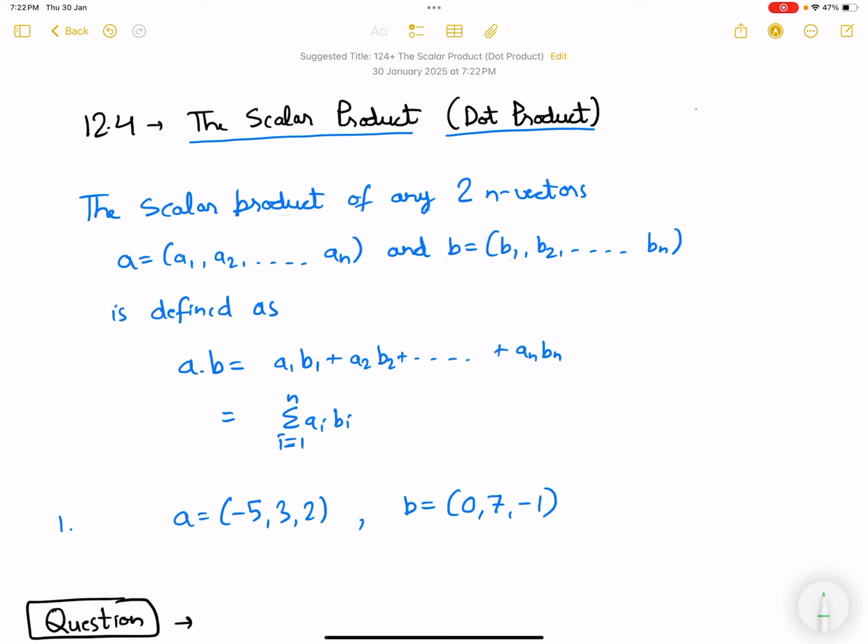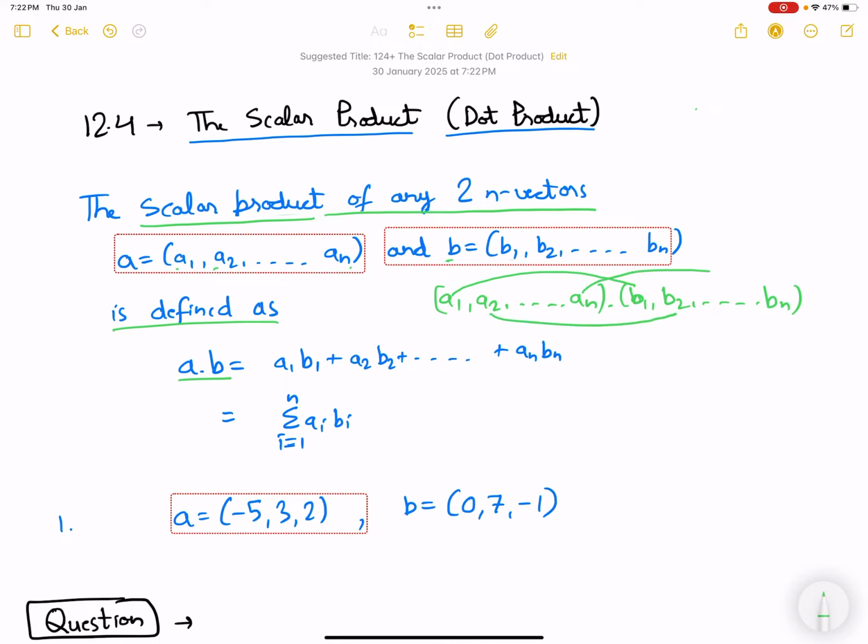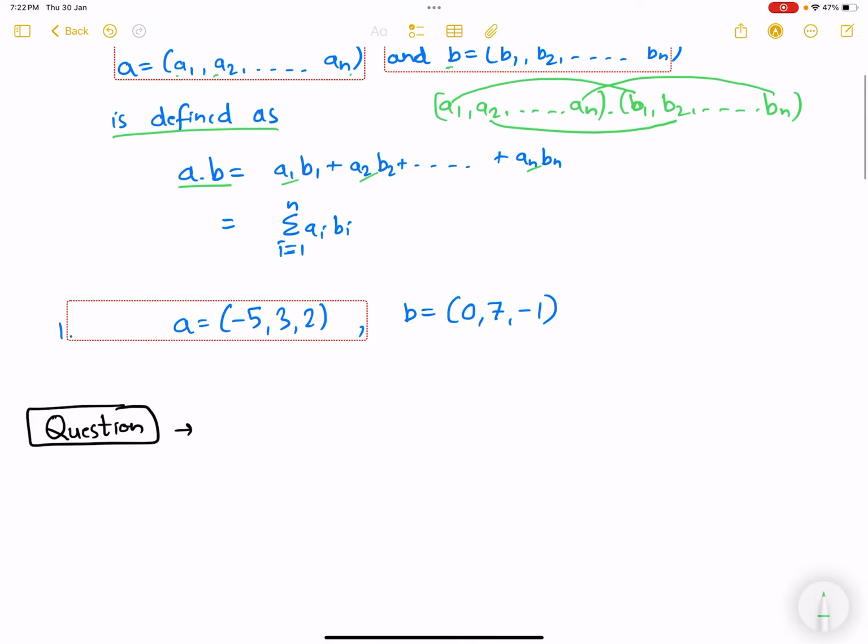The scalar product of any two n vectors, meaning there are n elements in both vectors, is defined as a dot b. So it is a1, a2, an dot b1, b2, bn. This is nothing but a1 multiplied with b1 plus a2 multiplied with b2, then an with bn. So this is a1 b1 plus a2 b2 till an bn, which is written as summation ai bi.